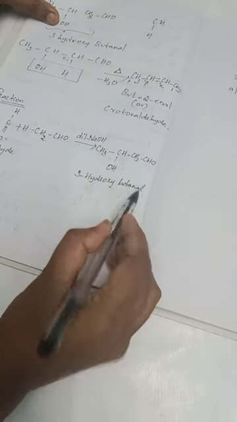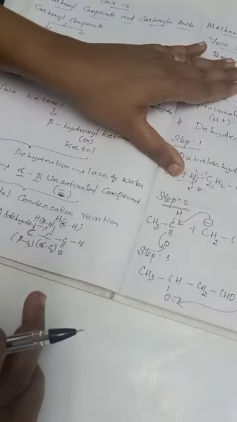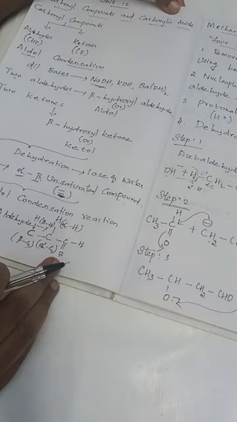Just this H plus proton will shift here, O minus, this H will add here as OH. So we are getting the product as 3-hydroxybutanal. So this is the reaction of aldol condensation. This is the mechanism. The mechanism occurs by 4 steps.